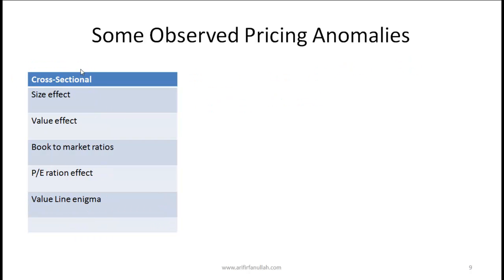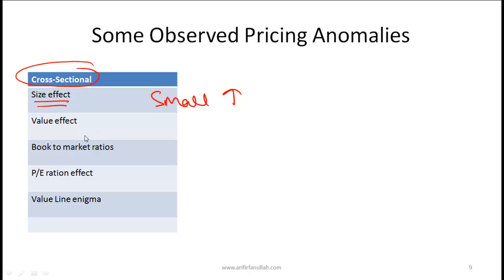Next, let's talk about pricing anomalies in the cross-sectional category. So this refers to tests that have been done on cross-sectional data, and a few important points here. First of all, the size effect. What has been shown through certain studies is that small stocks tend to outperform large stocks, and this would imply that obviously markets are inefficient, because if you can make abnormal returns by buying small stocks, then that would suggest that the market is not efficient.